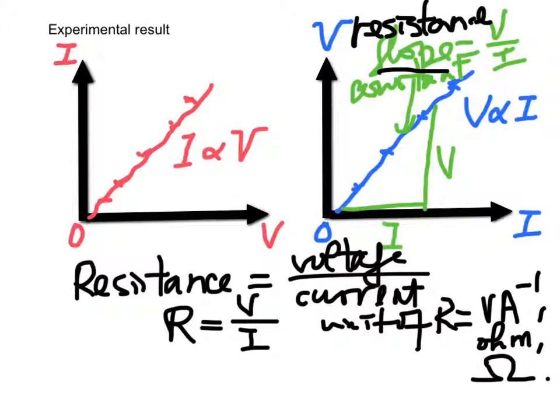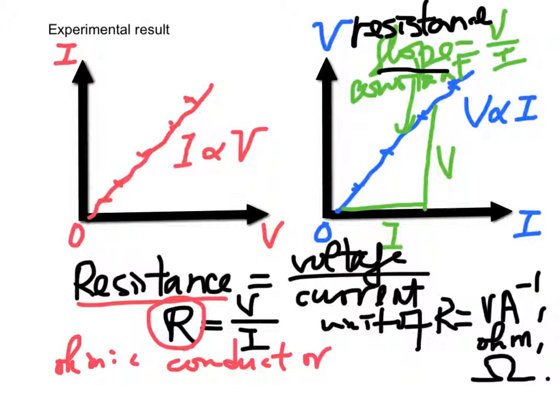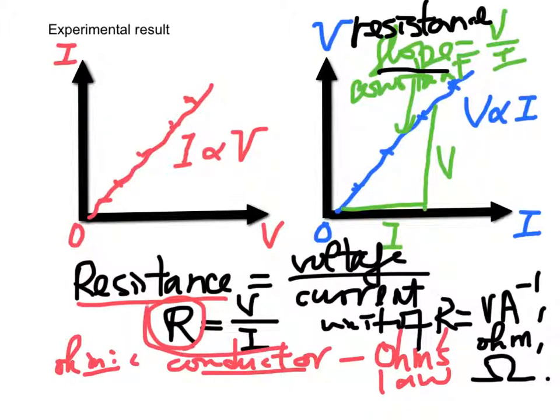For any conductor that has a constant resistance, that means the resistance is independent of the voltage or current, then we say this kind of conductor is an ohmic conductor. And all ohmic conductors obey Ohm's law, which is R equal to V over I.